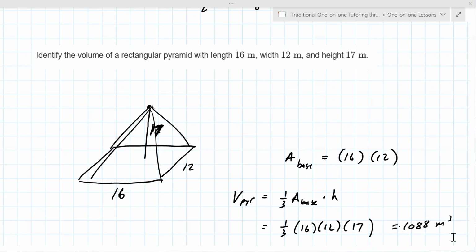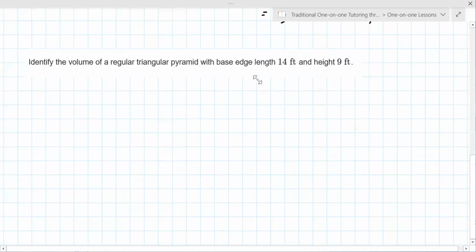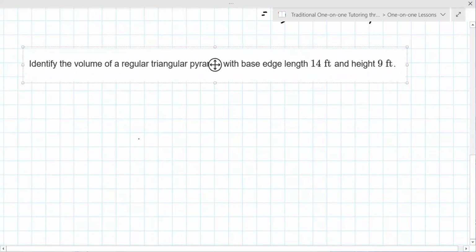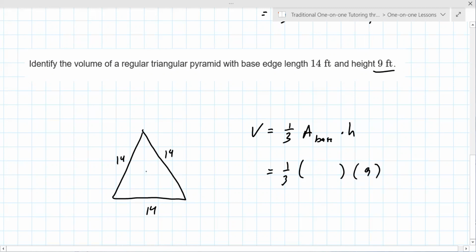Next question here is to identify the volume of a regular triangular pyramid. So this time the base is a triangle, and each side is 14. So you're going to want to go find the area of a triangle with each side. You're going to get that number, whatever it is, and then you multiply by the height, which equals 9. All right. So go ahead and get that number.